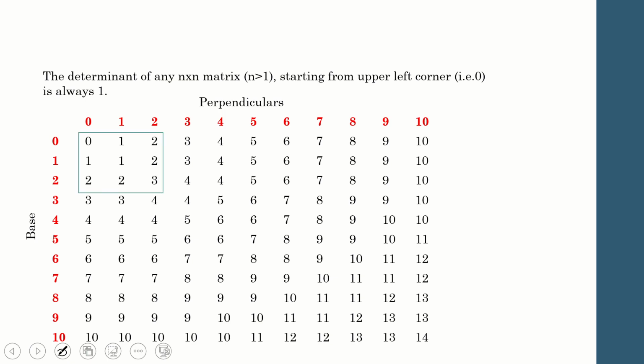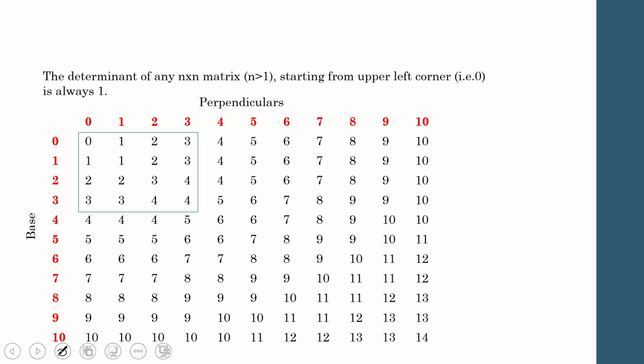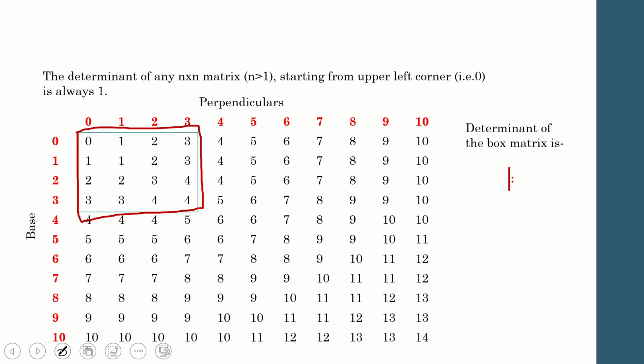So you see, whatever I have explained right now, that one is also written here. This is the 3 by 3 matrix, and its determinant is what? It is 1. We have solved it here. Likewise, I have taken this 4 by 4 matrix also, and its determinant is also what? 1.